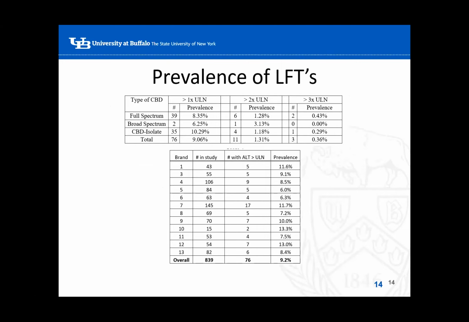So, another breakdown, just another way of looking at the data: full spectrum, broad spectrum, and isolate. Once again, greater than 1, 2, 3 times. This is where I would focus, this 3 times upper level normal. And we see the numbers of patients are very low, and the percentages are very low as well.